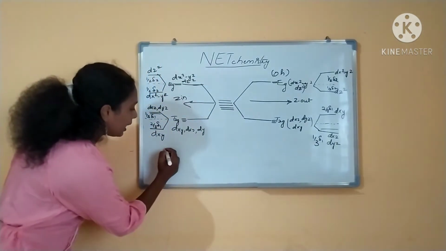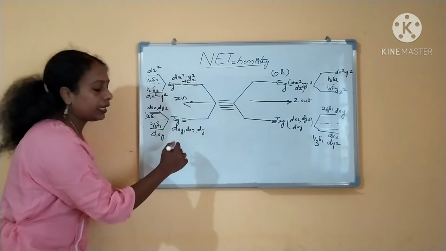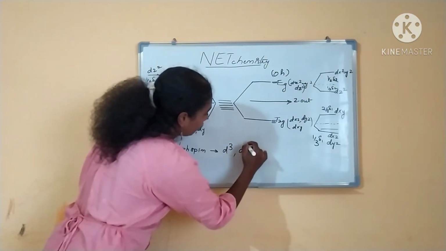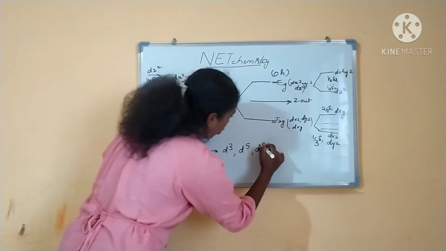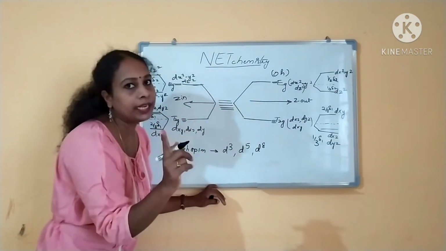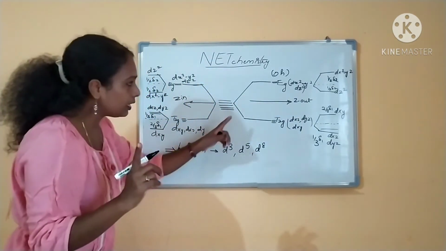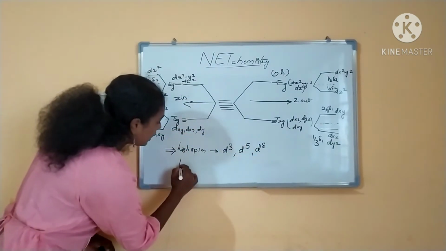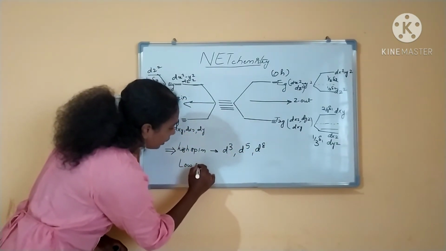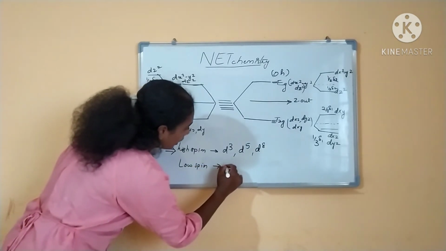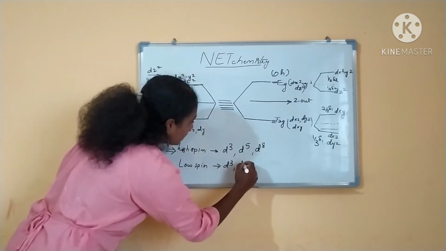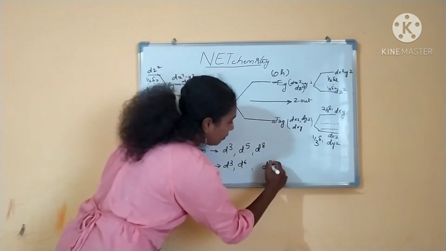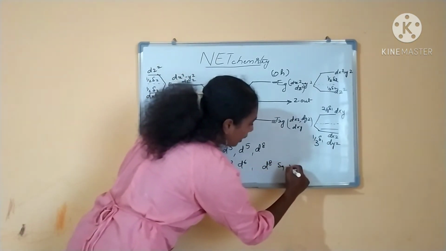I am just writing the high spin case. If it is a high spin complex, d3, d5 and d8 configurations have no Jahn-Teller distortion. You can calculate the energy levels and write them. And for the next, low spin complexes, d3 and d6 do not have any distortion, and low spin d8 will form the square planar complex.